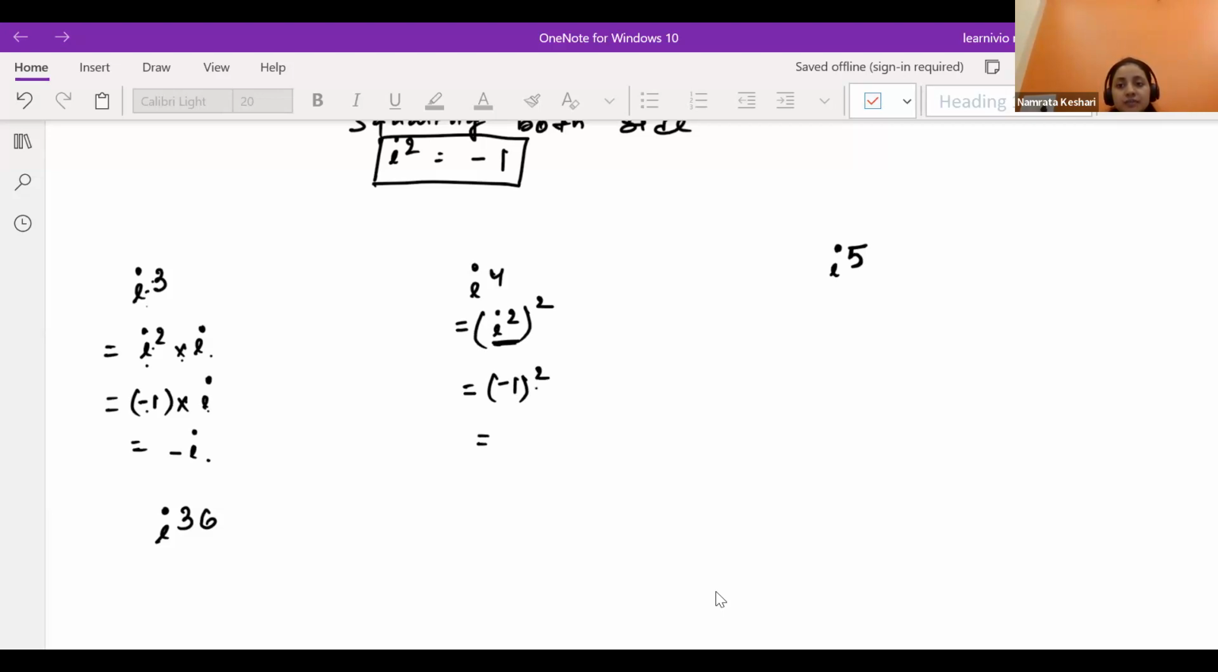Is it plus 1 or minus 1? Ma'am, it is minus 1. Minus 1 into minus 1 is minus 1? Is it minus 1 or plus 1? Ma'am, it's plus 1. It's plus 1. Minus 1 whole square will generate plus 1.